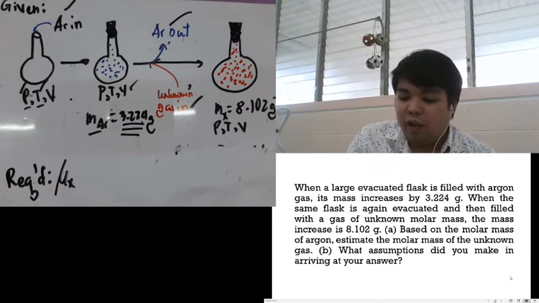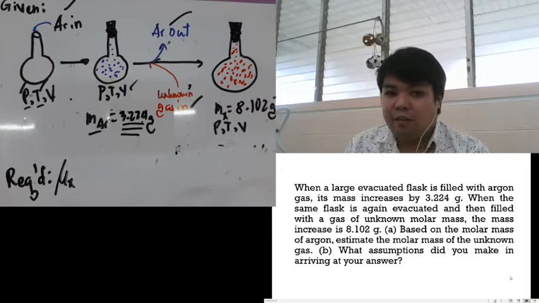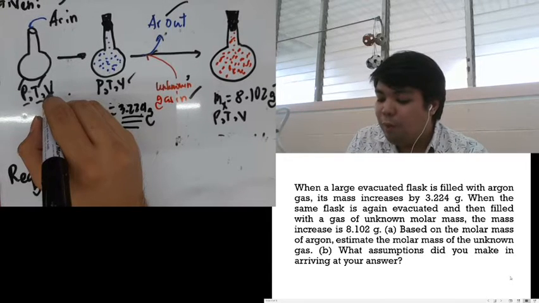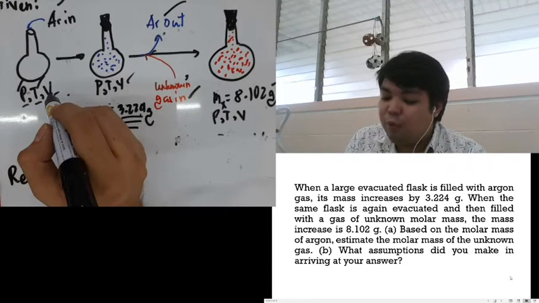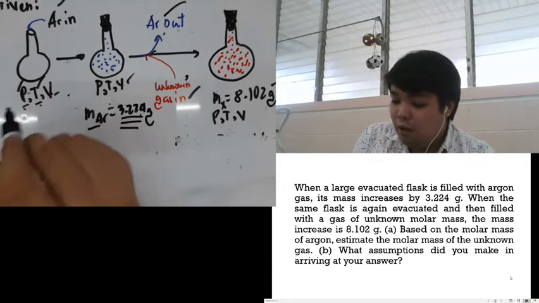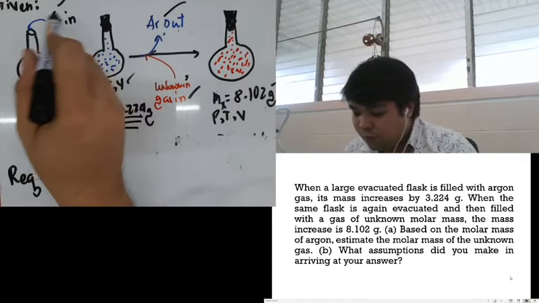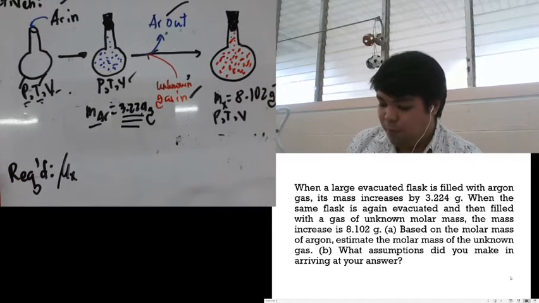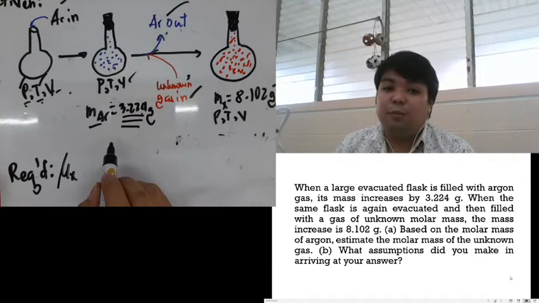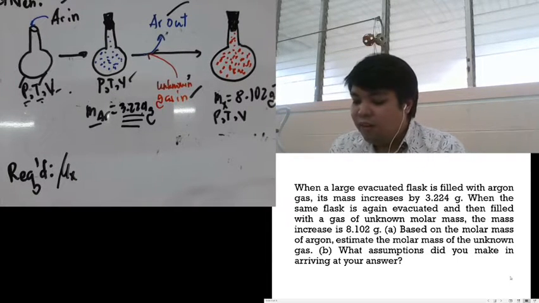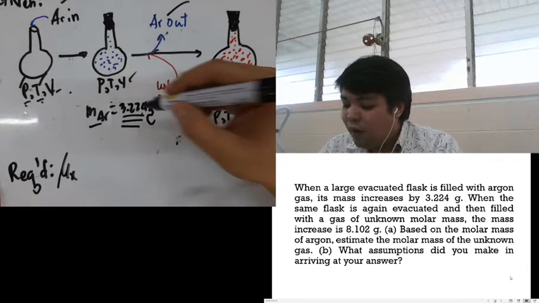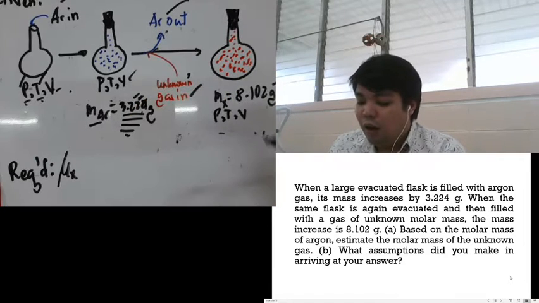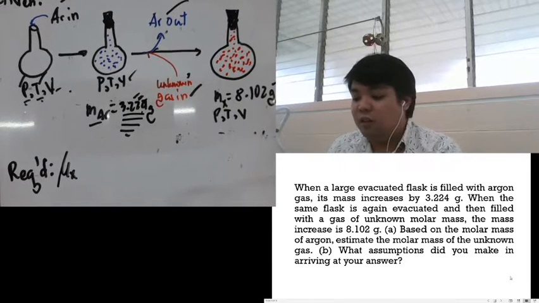So as stated in our problem, we have an empty flask of unknown volume, under the laboratory pressure and temperature P and T respectively, and then we fill it with argon gas. And it was shown that after filling with argon gas, the mass of the flask increased by this value. Since the flask was initially empty and it increased by this value, that means this is the mass of the argon added or pumped into the flask.